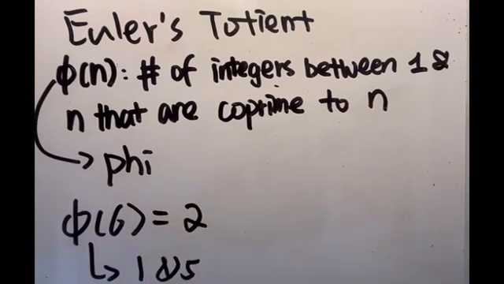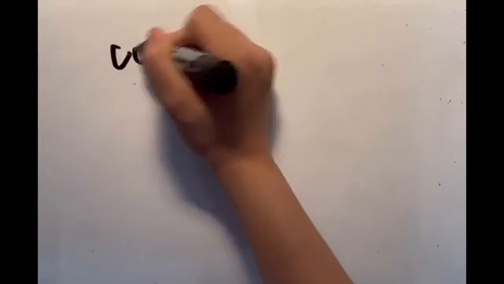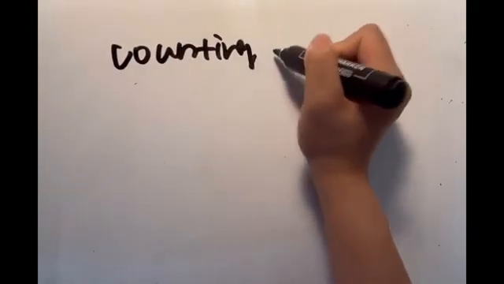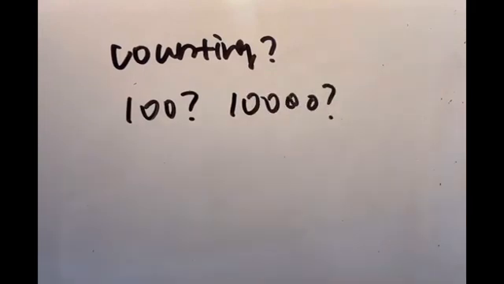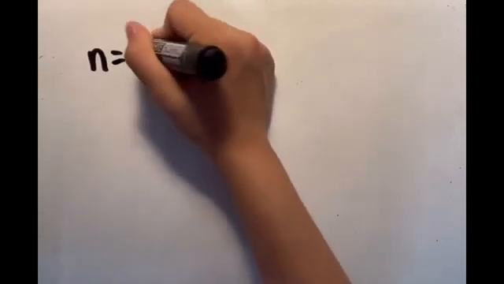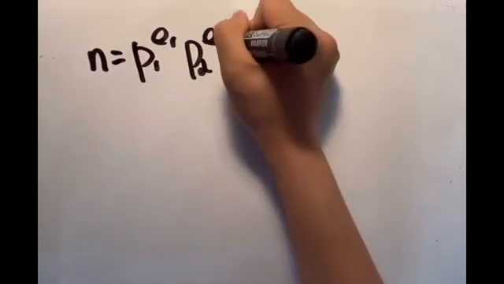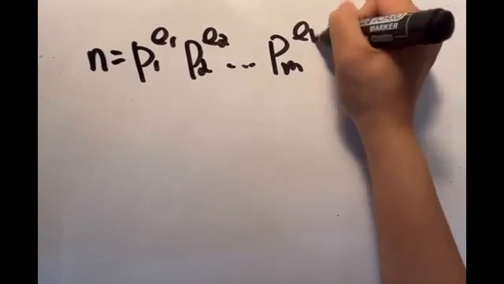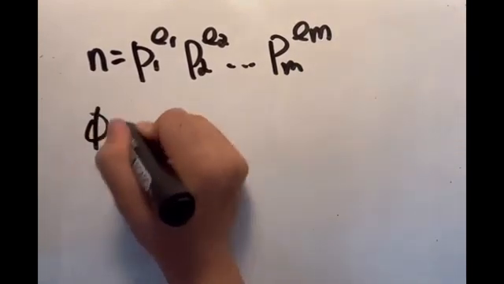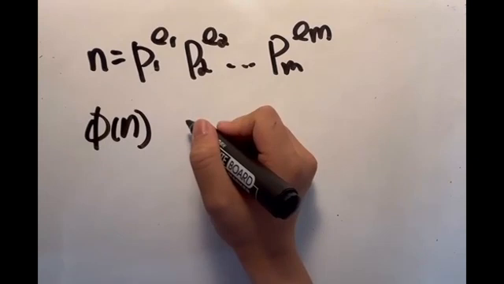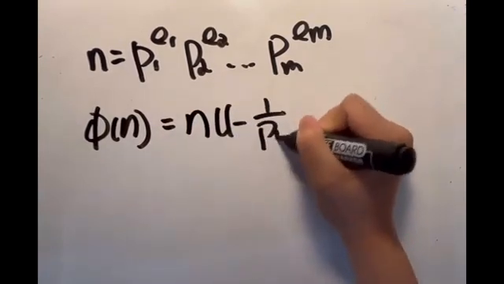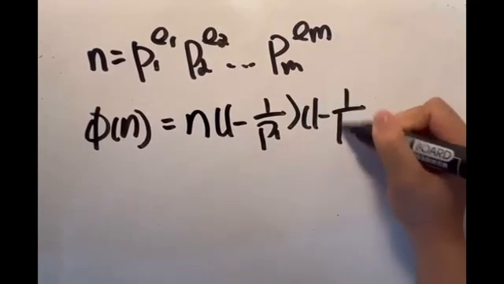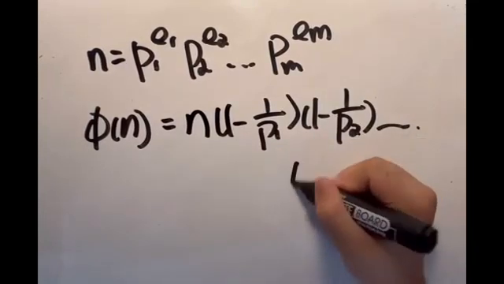Now you might notice, counting all the numbers co-prime to n from 1 to n might work for smaller numbers like 6 or 10. But what if it's 100, 1,000, or 1,000,000? Of course, it's impossible to count one by one. This is where Euler's totient function comes in. Let the prime factorization of n be p1 to the power of e1, p2 to the power of e2, and so on, till pm to the power of em. The function states that phi n, so the number of integers co-prime to n from 1 to n, is equal to n times (1 minus 1 over p1) times (1 minus 1 over p2), all the way up to (1 minus 1 over pm). So why is that?